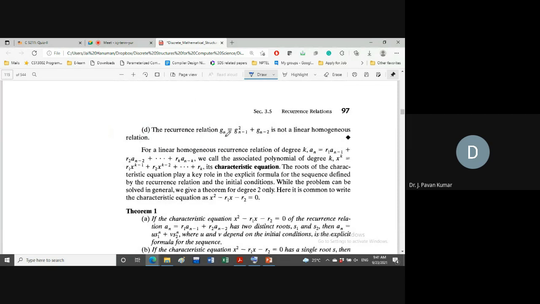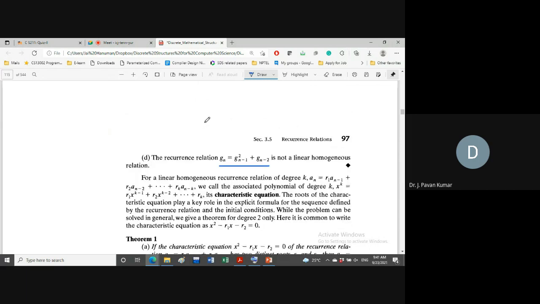Next recurrence again, you consider g_n = g²_{n-1} g_{n-2}. It is again not satisfying that particular form. It is not following that form, so it is also not a linear homogeneous recurrence relation.